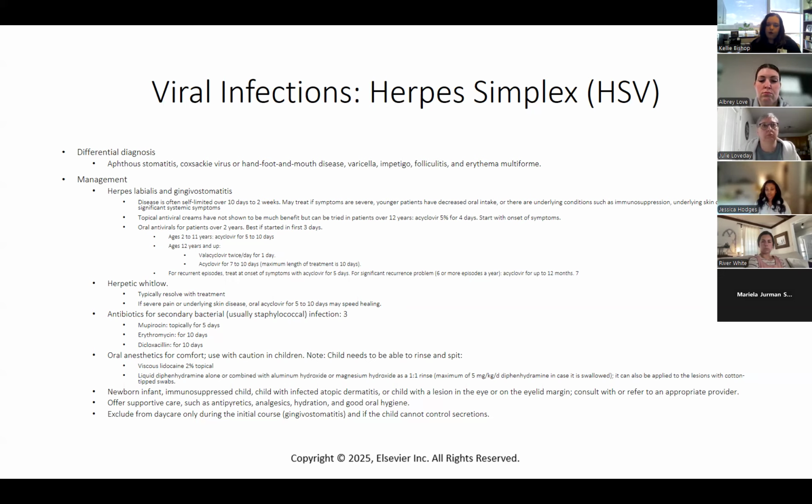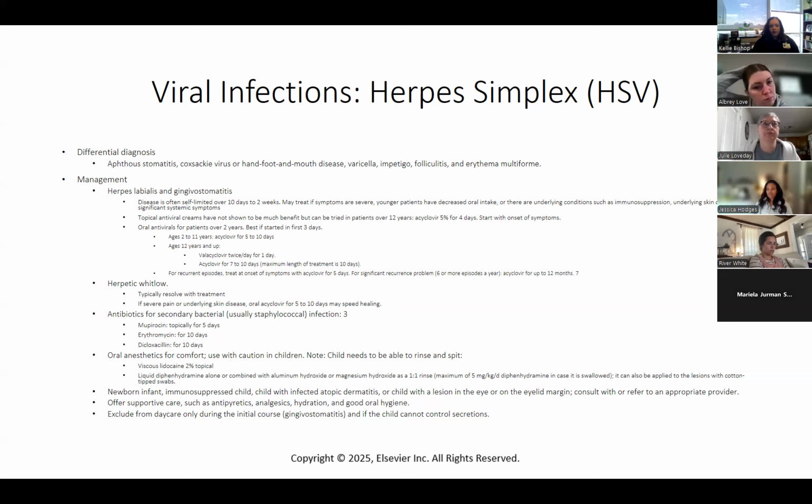If it's a newborn, if they're immunosuppressed, they have infected atopic dermatitis or lesions in or around their eyes, you want to send them to the appropriate provider. So if it's a newborn, they need to go to the hospital and be worked up. If it's around the eyes, you would send them to ophthalmology. But you want to get them checked out. If you suspect HSV lesions on a newborn, it's really important to have them evaluated because they can inhale it, and it can get into their CNS really easily. So they can get herpes meningitis and things like that, and the outcome is not good.